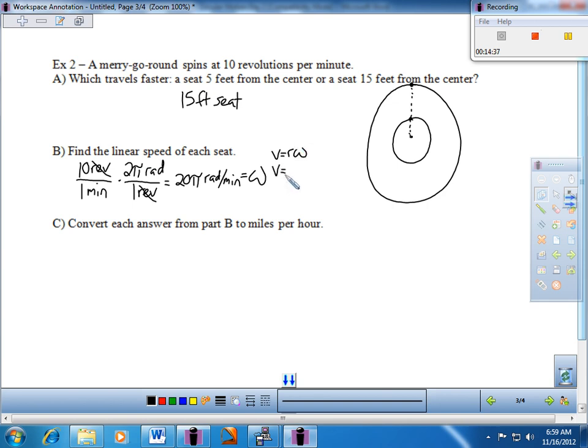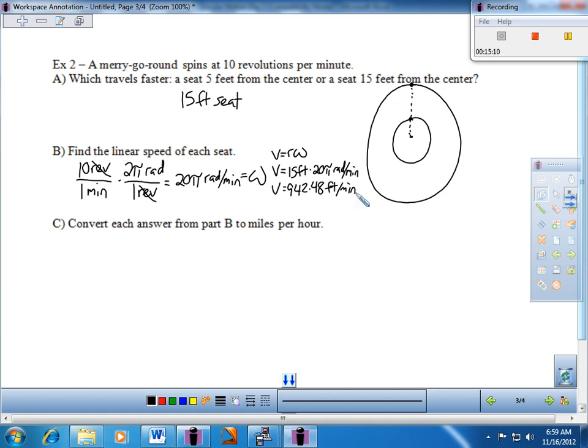So I'm going to do the outer one, and I see the radius is 15 feet. Angular speed is 20 pi, so 20 pi radians per minute. And when I do that right there, again, I end up getting feet per minute. For the outer one, if I do 15 times 20 times pi, I rounded mine. I have about 942.48 feet per minute. Okay, so that would be the outer seat, and that's how fast it's traveling.